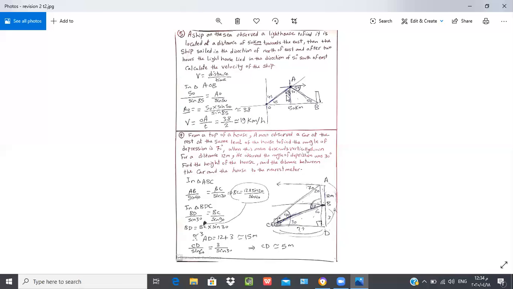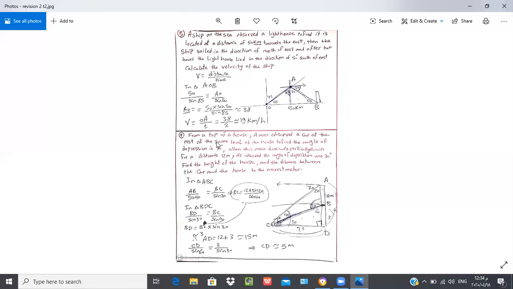So 50 over sine 85 equals AO over sine 50. This is from the triangle 90, 40, 50. So AO equals 50 multiplied by sine 50 over sine 85, approximately 38. So this is the distance. Velocity equals distance over time, 38 over 2, which is 19 kilometers per hour. Is it clear? Okay.